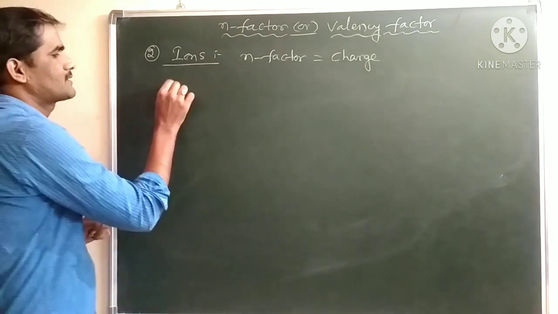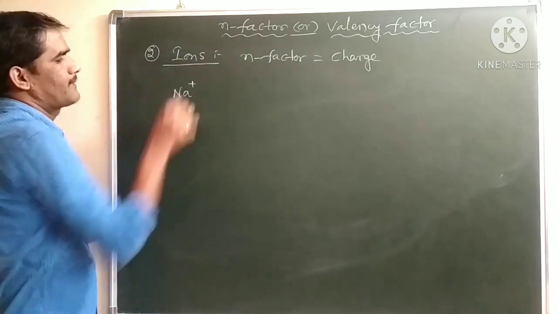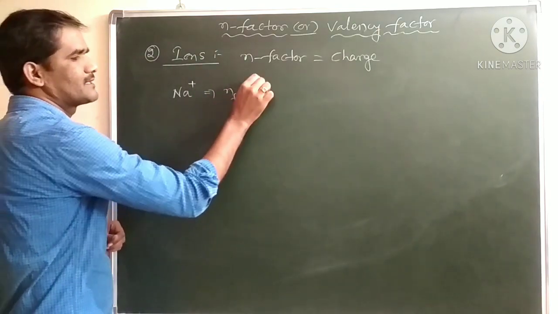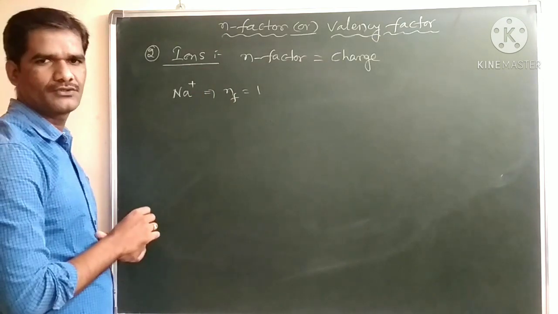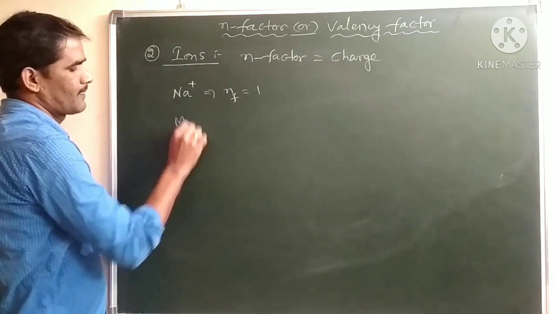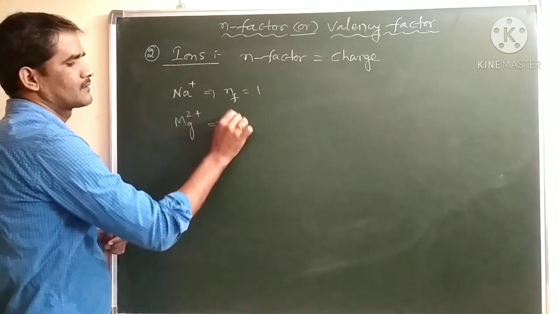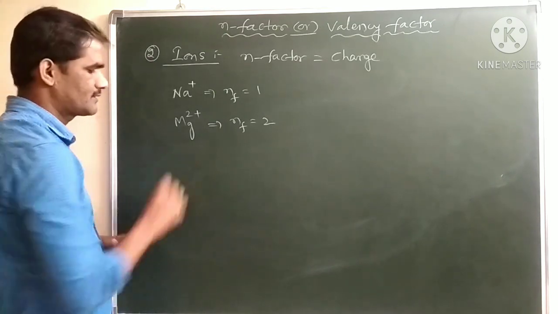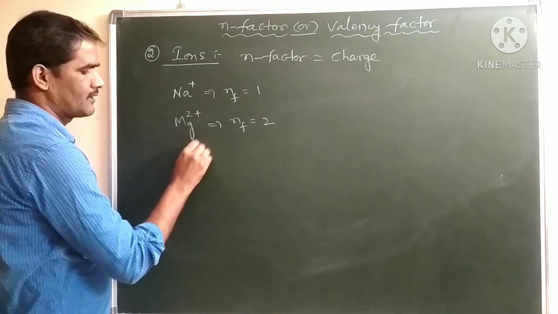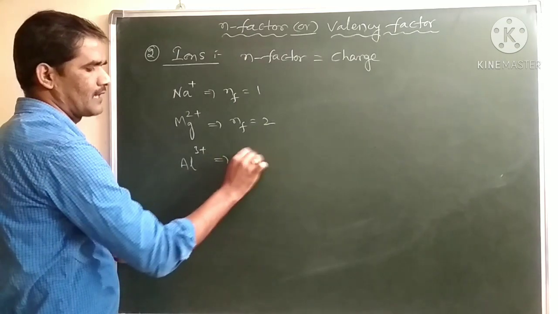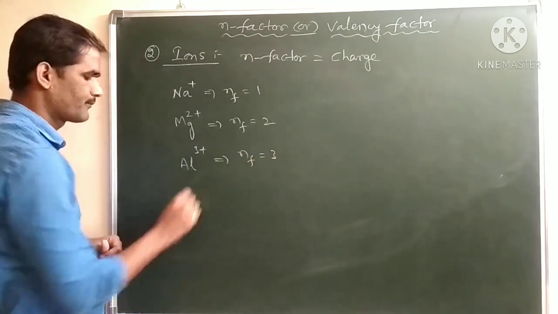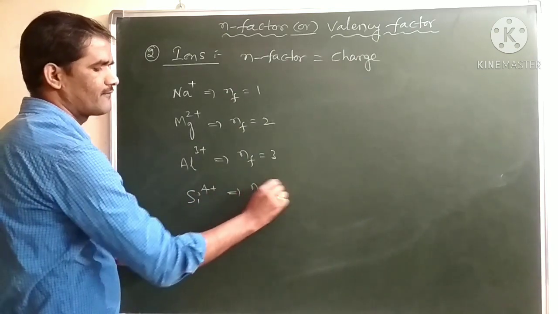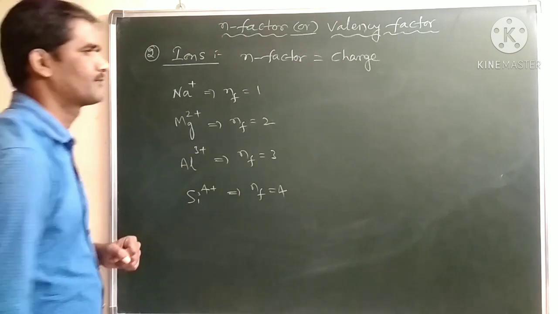Again, let us take examples. Na plus ion. In this case, N factor for Na plus is 1. Why? Because it is carrying one positive charge. Magnesium 2 plus, the N factor is 2. Why? Because it is carrying two positive charges. Aluminium 3 plus, N factor is equal to 3. Silicon 4 plus, N factor is equal to 4, whatever the charge.